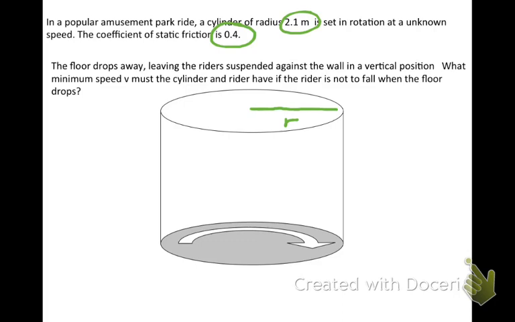It's also important to note where the rider is in this ride. Well, they are pinned against this wall, and there is no floor. So let's go ahead and draw a free body diagram located right here.